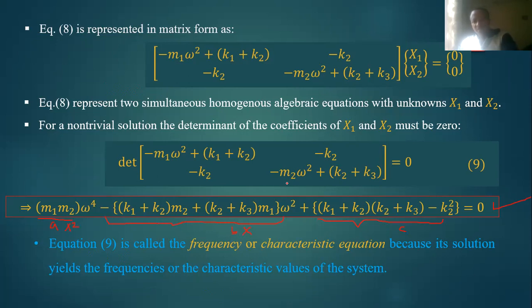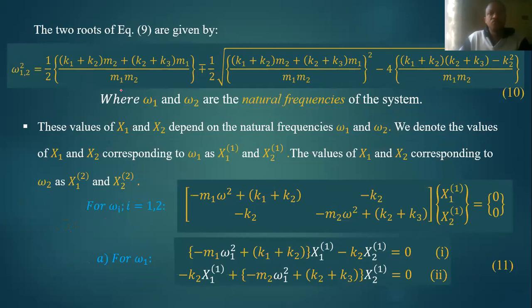Once the determinant exists, then there are roots. So these roots are given by this equation. Okay, so from here we can find omega 1 and omega 2 that are called the natural frequencies of the system in the first mode and second mode of vibration.